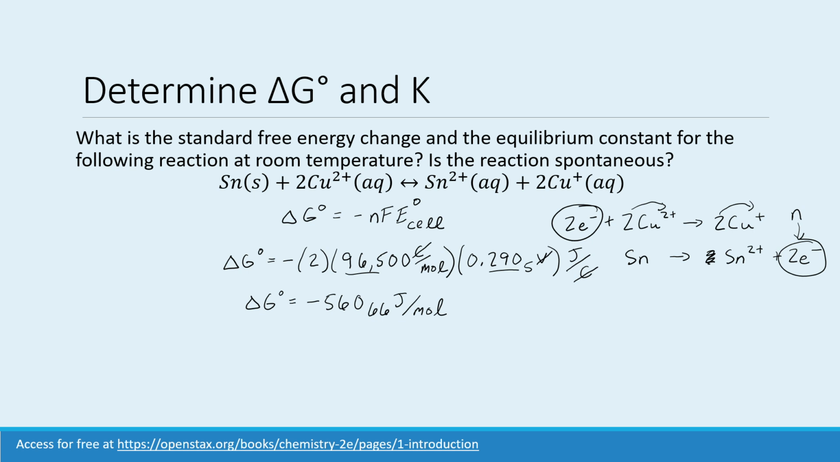But delta G values tend to be reported in kilojoules per mole, so you might need to convert this into kilojoules. So of course you're going to take that value and divide by 1,000, right, to get this into kilojoules, and so you'll move that decimal place over, and that would give you negative 56.1 kilojoules per mole.